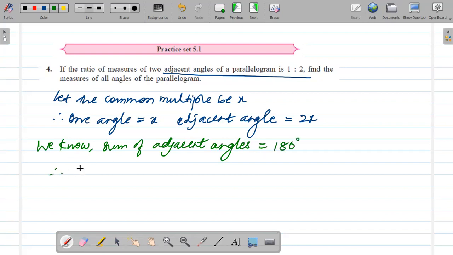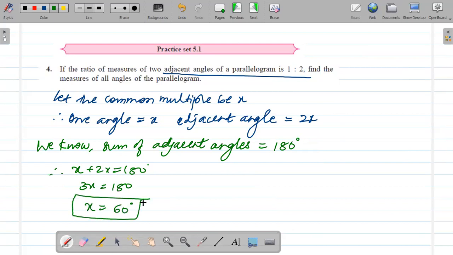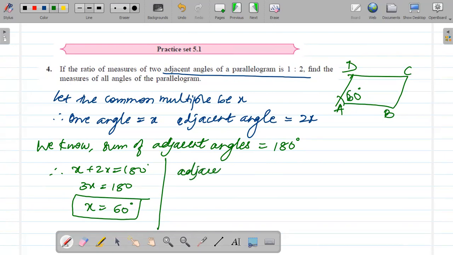Therefore, what are those adjacent angles? x and 2x, that is equal to 180 degrees. So 3x is equal to 180 degrees. What is x? x is 60 degrees. Right? So once we have x, we can find all the angles. So let's quickly draw out a parallelogram. Let's say A, B, C, D. Okay, one angle is 60 degrees. We need to find the remaining three angles, right? So if one angle is 60 degrees, then what will be the adjacent angle?